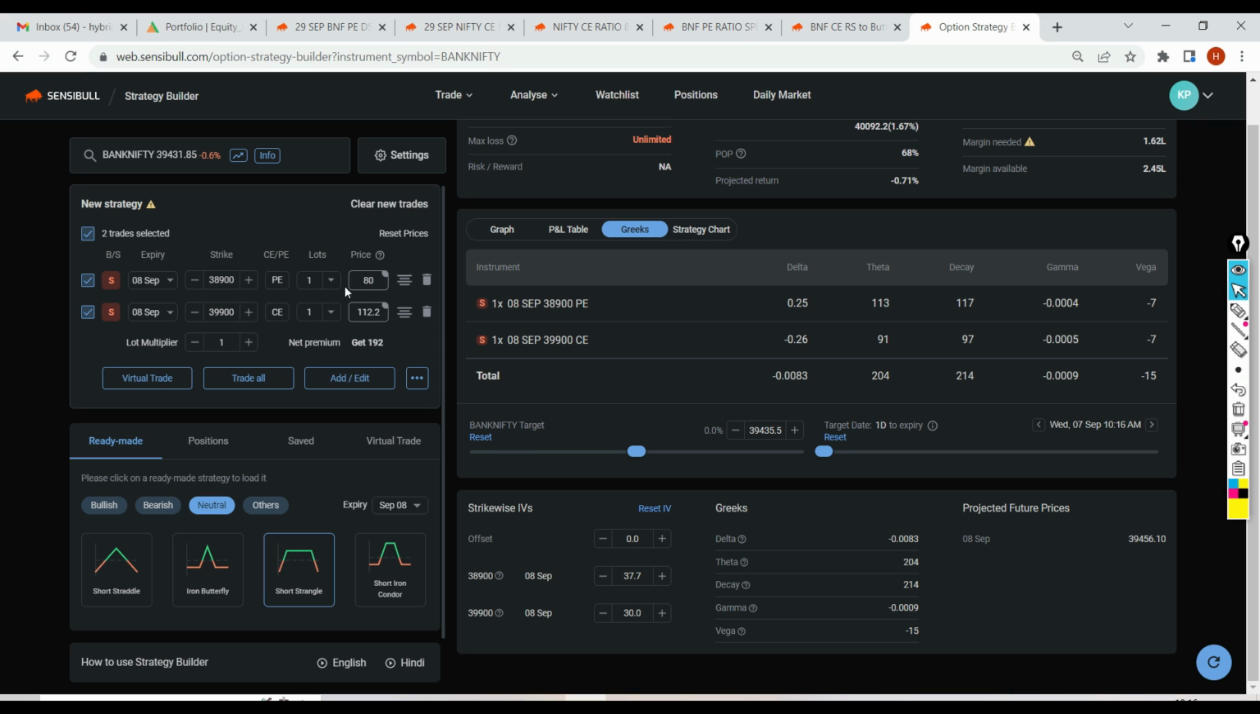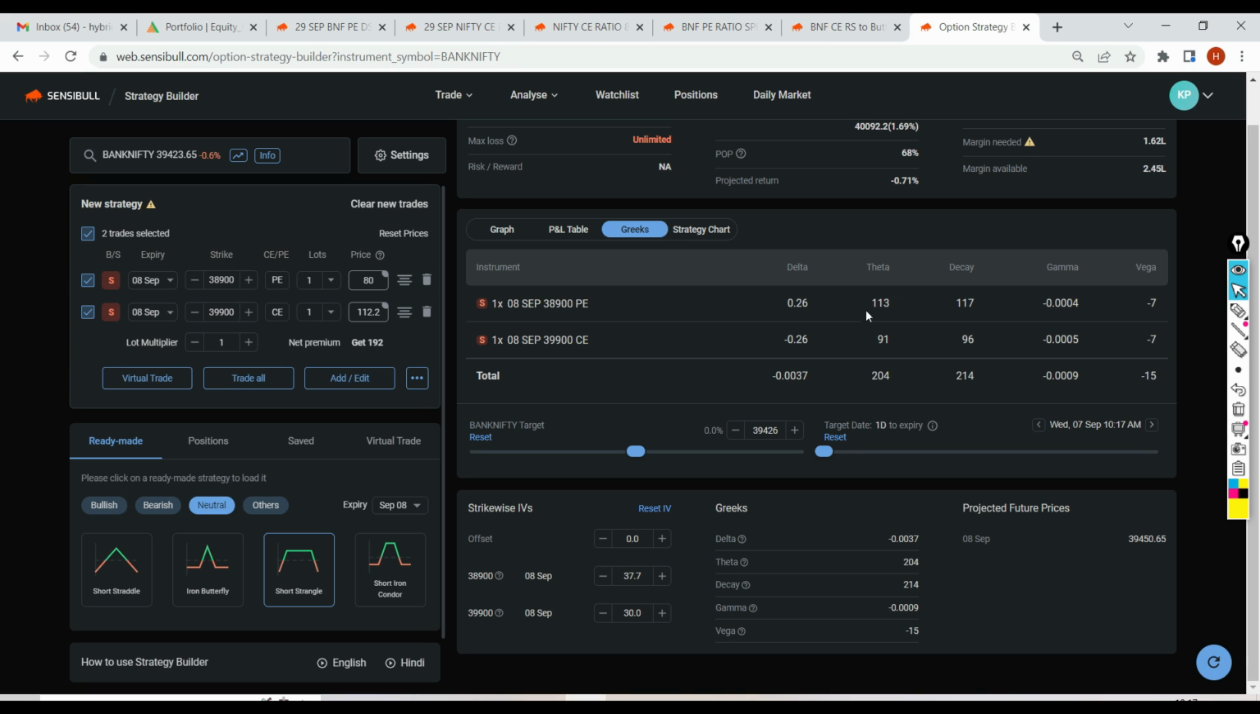I'm not manipulating the price over here because I cannot do that, but I'm just showing you with the theta, high theta. There is one differentiator now. Forget that I've manipulated the IV. Let's say this is your original trade, friends. Theta of 38,900 is 113 and theta of 39,900 is 91 rupees. So let's say tomorrow the market opens flat.